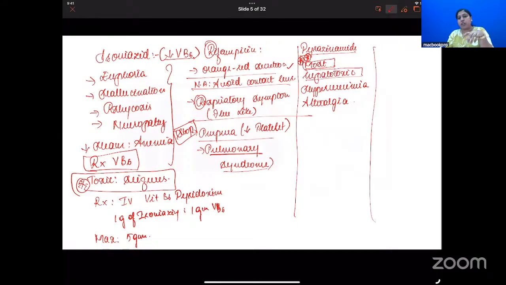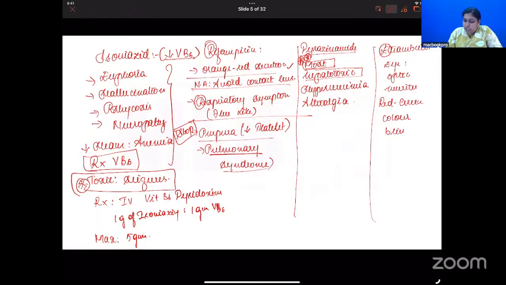At last, the next drug we have is ethambutol. Ethambutol is very, very easy to remember: E for eye. It causes optic neuritis, as you all know. It also causes red and green color blindness. So if there is a question asking which color blindness will be more prominent, then your answer is green compared to red.